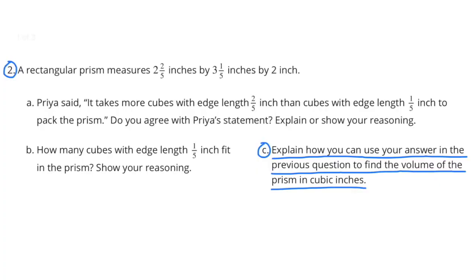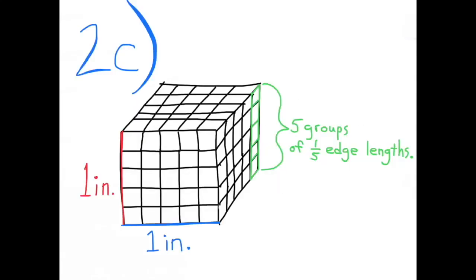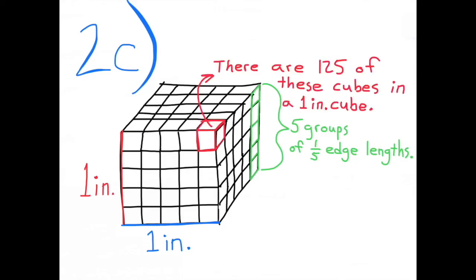C. Explain how you can use your answer in the previous question to find the volume of the prism in cubic inches. Here's an example of a 1-inch cube. As you can see in green, there's 5 groups of 1/5 edge lengths stacked across one edge length. There are 125 of these 1/5 edge length cubes in a 1-inch cube.